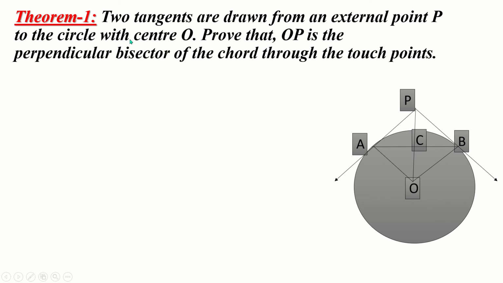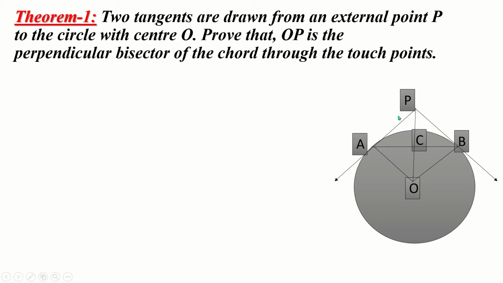Theorem number 1: two tangents are drawn from an external point P to the circle with center O. Prove that OP is the perpendicular bisector of the chord through the touch points. Touch points mean the points of contact. That means a tangent touches a circle at a point.